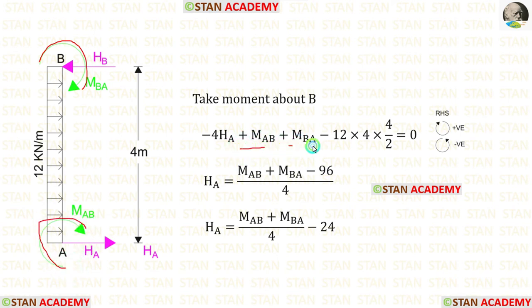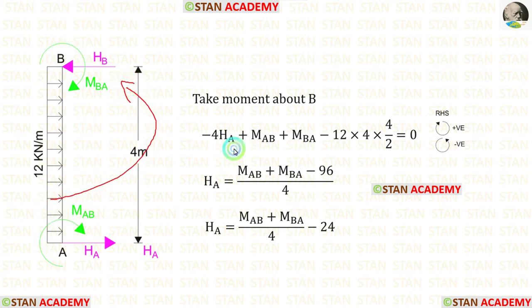So both of them are positive. The UDL is acting in the anti-clockwise direction, so it will be negative. When the UDL comes, we have to multiply with the distance and the distance by 2. Finally, for HA, we are getting this. Then we can divide minus 96 by 4. We will get minus 24.